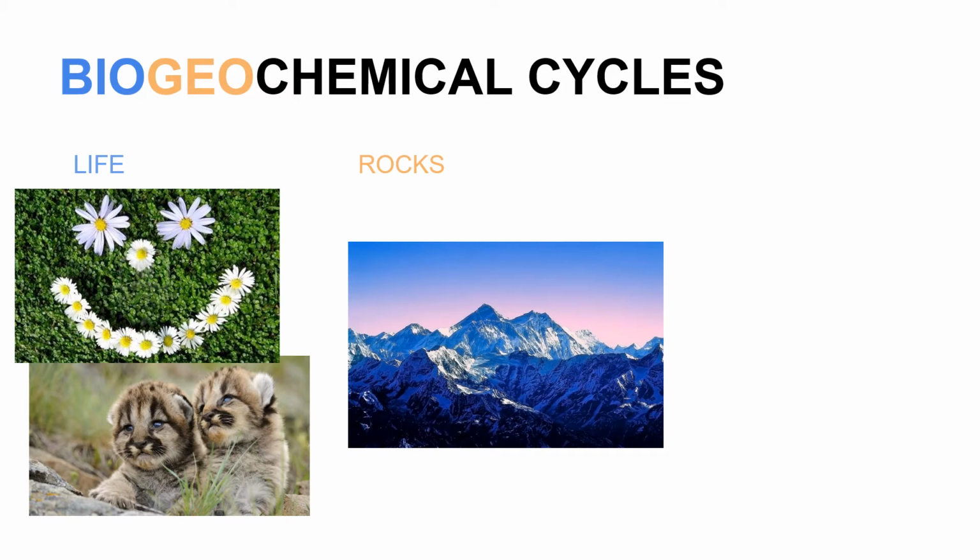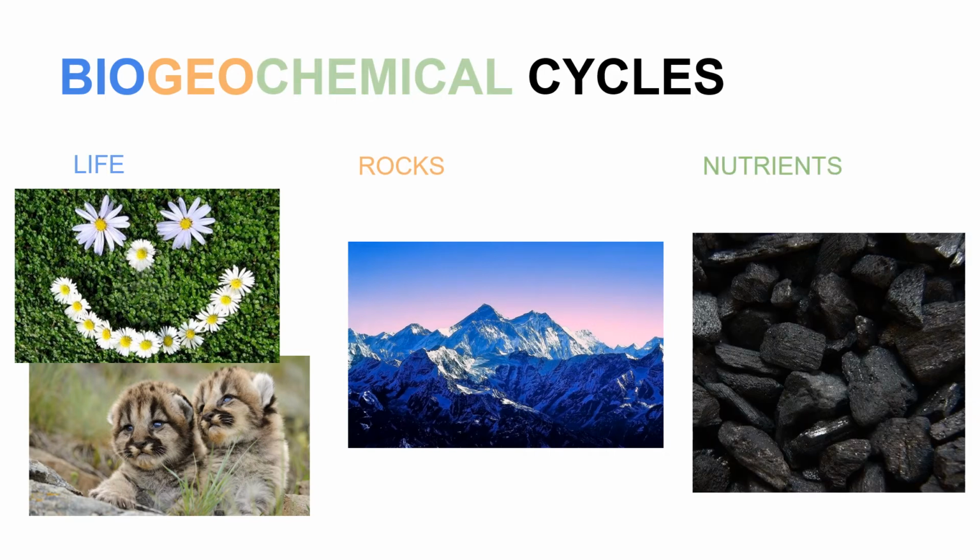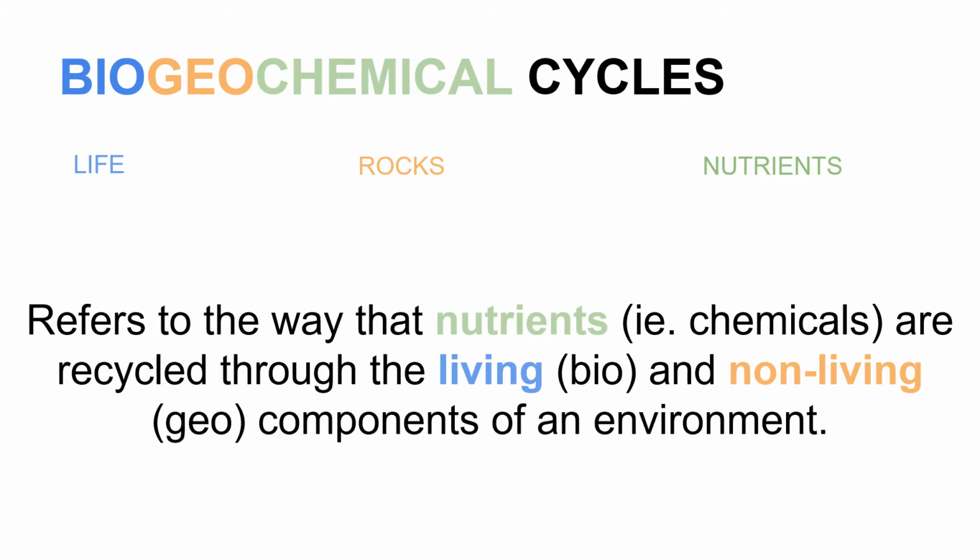So far we have life, rocks, and then chemical. In this case, that's all about nutrients, different chemicals that life is going to need and the rocks are going to provide, and it's going to cycle through different situations. So what biogeochemical cycles refers to is the way that nutrients, otherwise known as chemicals, are recycled through the living and non-living components of an environment.